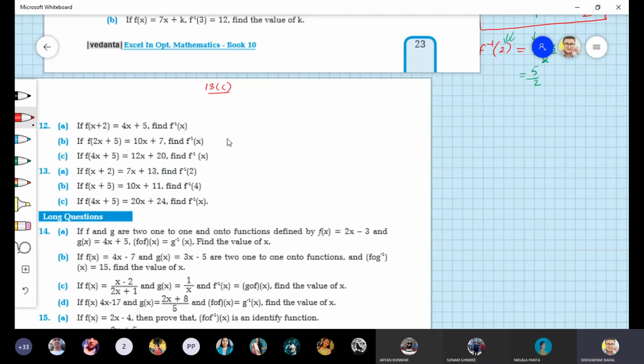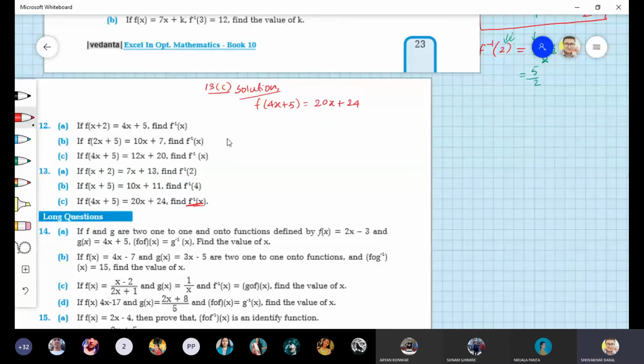13c. What is given here? Solution. f of 4x plus 5 is equal to 20x plus 24, given here. So the question asks you to find f inverse of x.